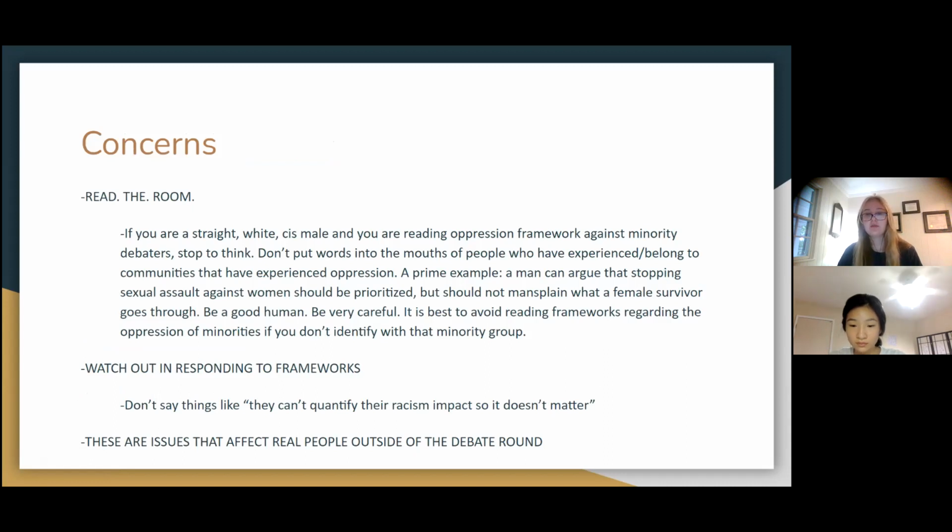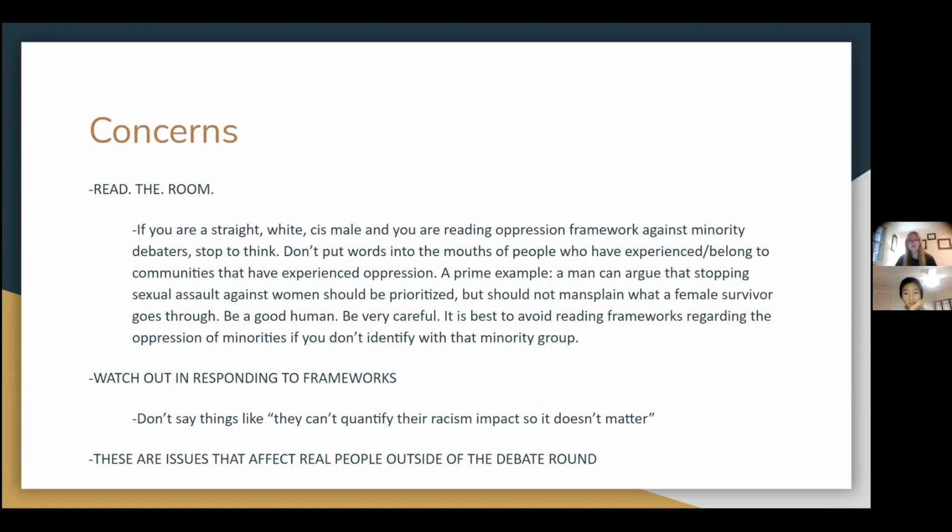Here's an example: a man can argue that stopping sexual assault against women should be prioritized, but should not tell a female survivor what they're going through. So you have to be careful about recognizing what your opponents have gone through, what anybody in the room could have gone through, and being cognizant of that before you respond to especially structural violence frameworks, because it's very often a delicate topic.